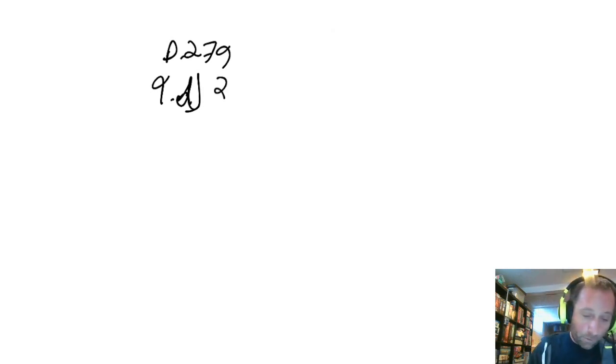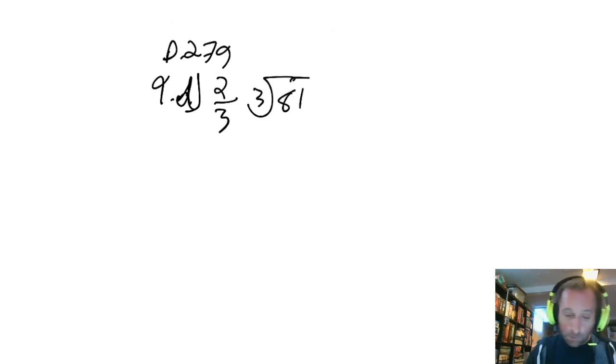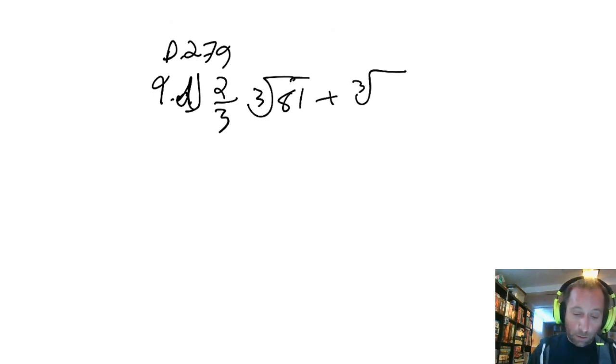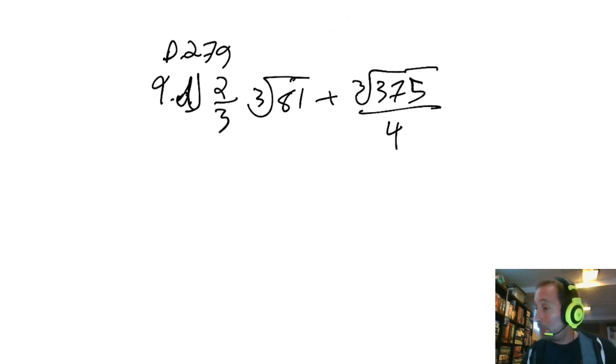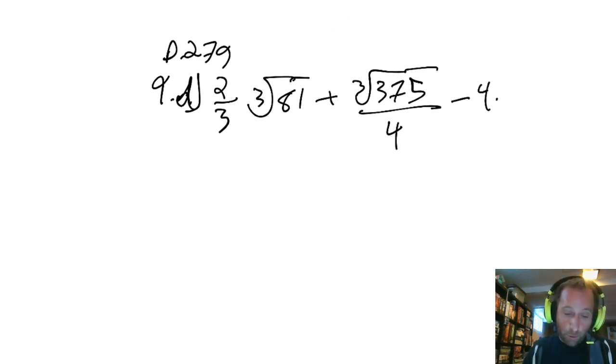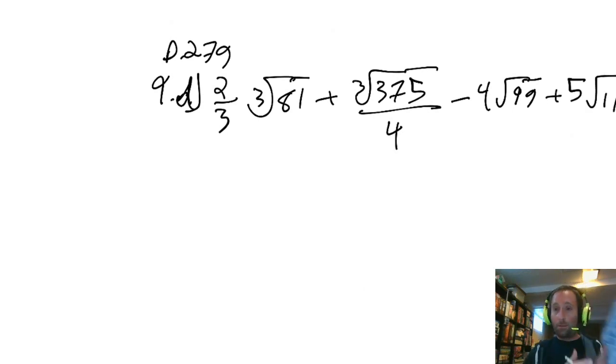Okay, so this is 2/3 times the cube root of 81 plus the cube root of 375, all divided by 4, minus 4 times the root of 99, plus 5 times the root of 11.